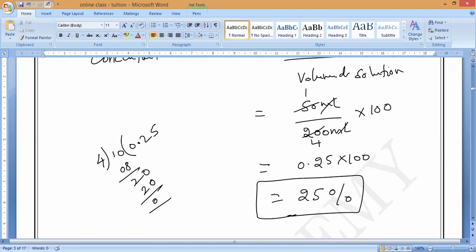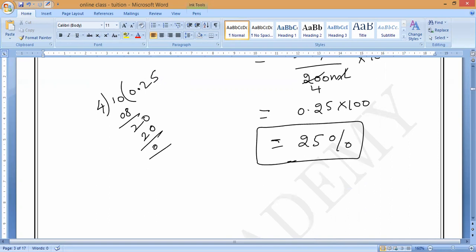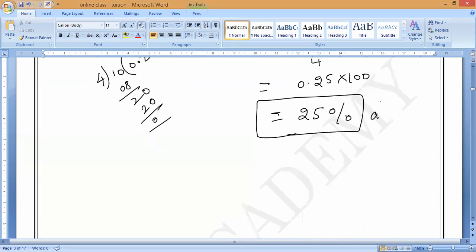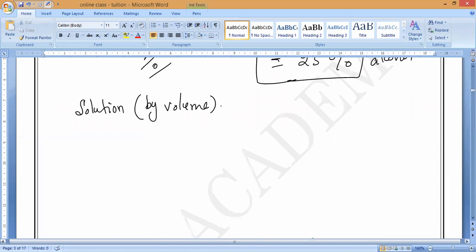What is the concentration of the solution? 25%. Understand? That is how you have to write it: 25% by volume. In the sense, it is a 25% alcohol solution by volume. You have to remember that. Okay, guys, clear?